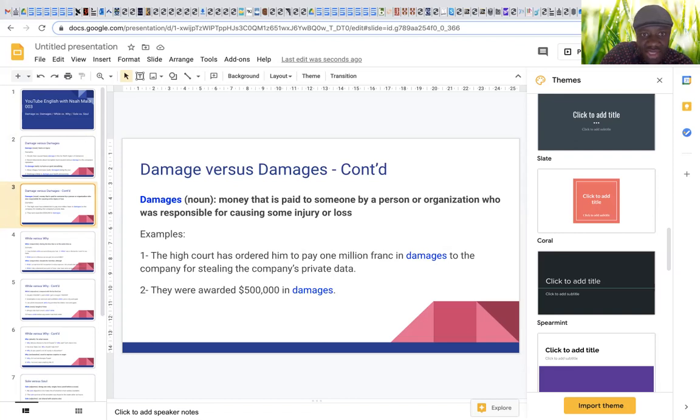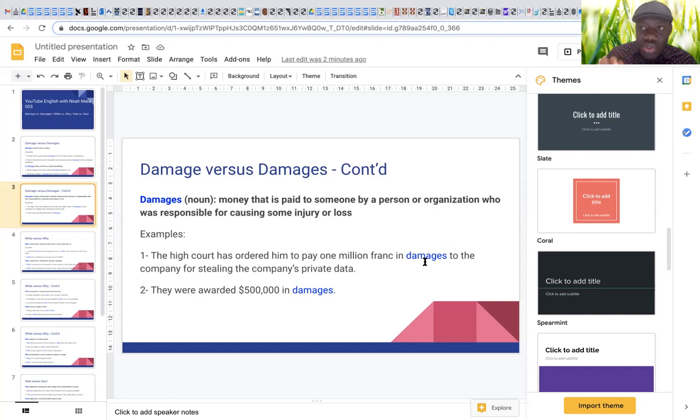Damages is money paid to someone by a person or an organization who was responsible for causing some injury or loss. Examples: the High Court has ordered him to pay 1 million francs in damages to the company for stealing the company's private data. Number two, they were awarded $500,000 in damages. They were awarded 500,000 US dollars in damages.